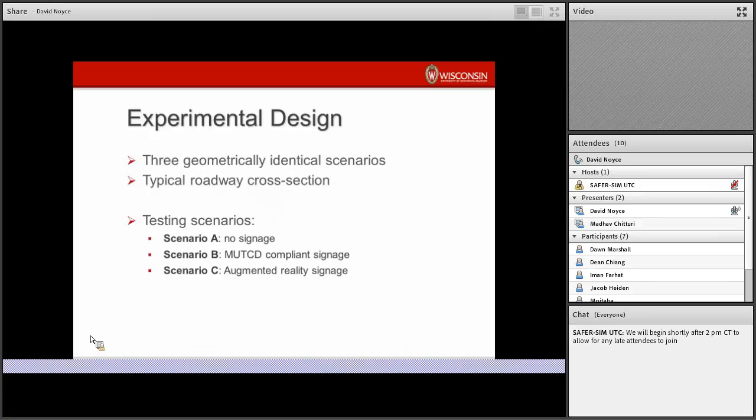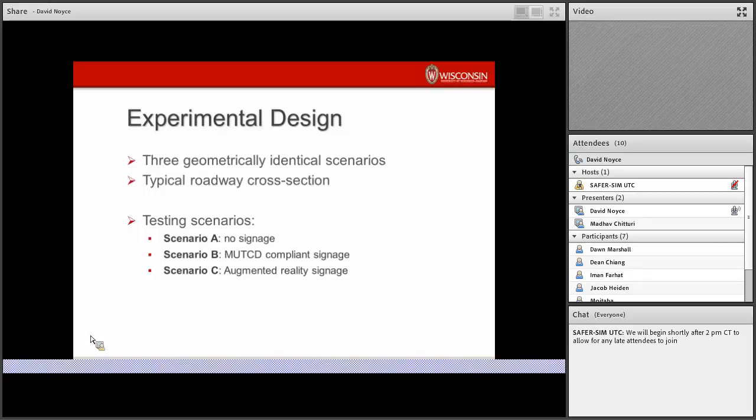So we took the simulator environment, and what we did was developed a visual world that looked at three geometrically identical scenarios using a very traditional roadway cross-section. And what we wanted to do is put drivers in a random sense, both in starting position and in scenario that they observe, and explore how they operated under conditions where, under scenario A, there was just no signage whatsoever. How would drivers operate under these conditions? And then compare that to a scenario, which we called scenario B, that was very traditional MUTCD compliant signage for the various types of traffic control information that we had in there. And then a scenario C, where the information was presented in an augmented reality type format.